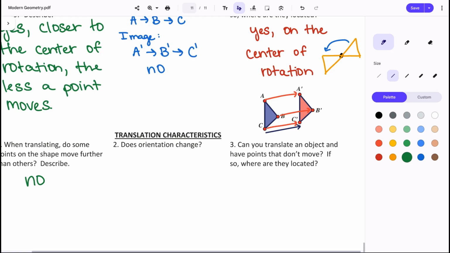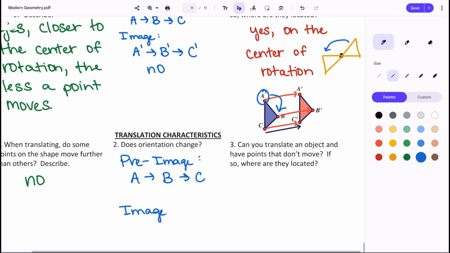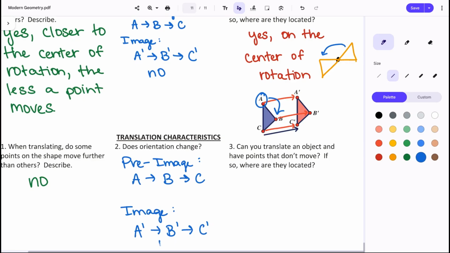Number 2, does orientation change? If you checked it for your pre-image, if you start at A and you do what we did before, you go clockwise, you should have hit B and then C. And then for your image, if you start at A prime and you go the same direction, you should have hit B prime and then C prime. So no, orientation will not change for a translation either.